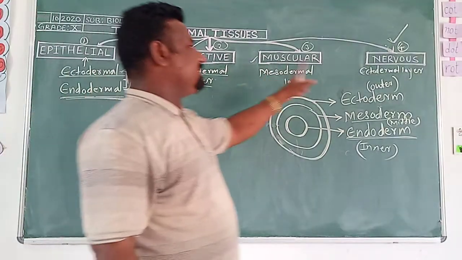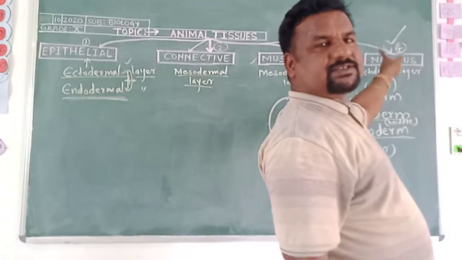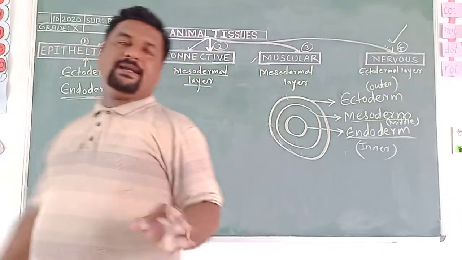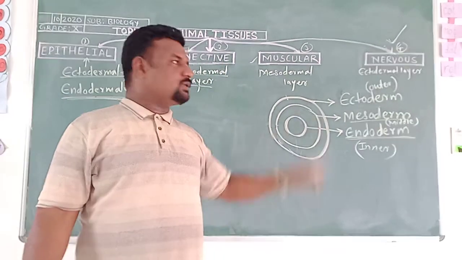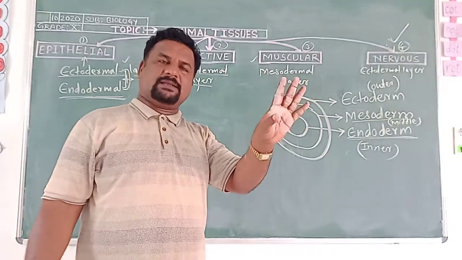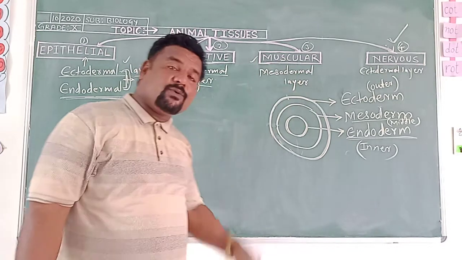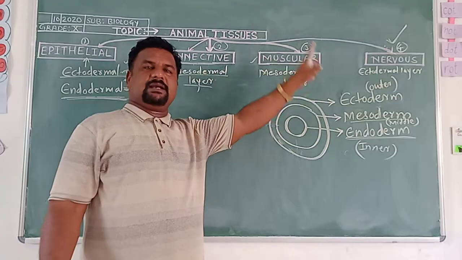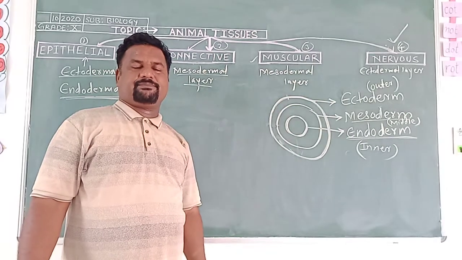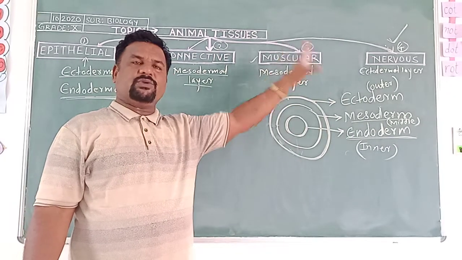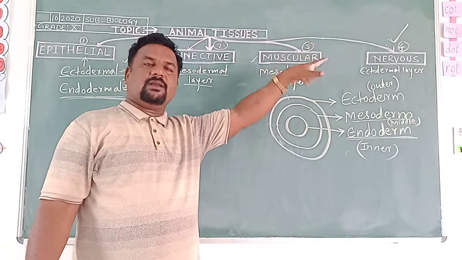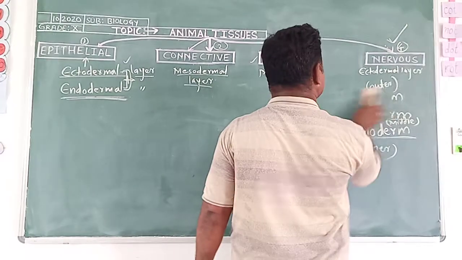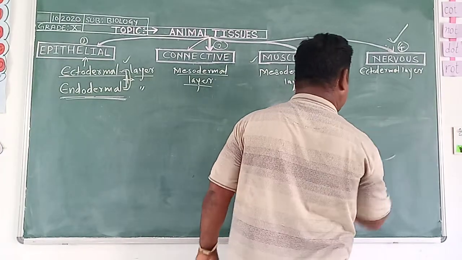But that feature is lacking. It is not there in nerve tissue. Nerve tissues divide only once, during the embryonic stage. Therefore, among these four types of animal tissues, they are different. They have unique features. This is the unique feature of nerve tissue. So let us discuss the structure and functions.